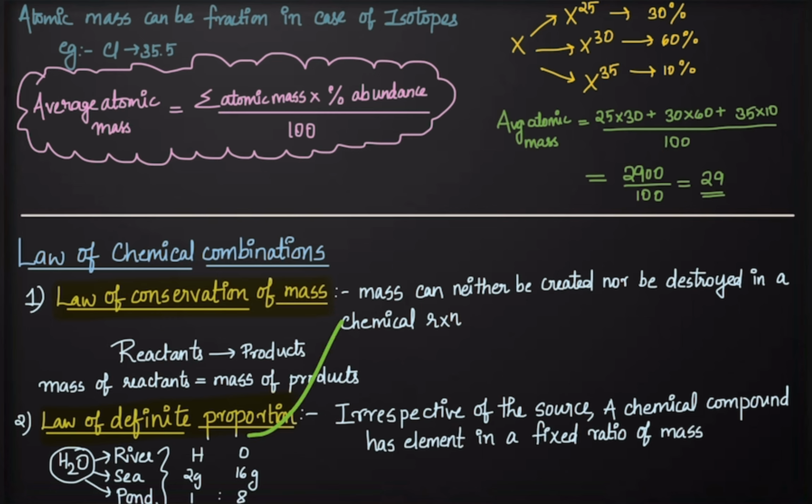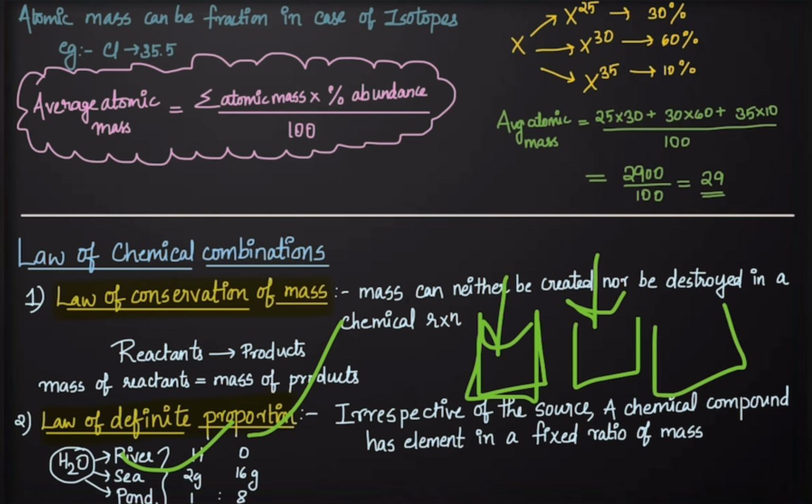Law of definite proportion means irrespective of the source, a chemical compound has elements in a fixed ratio of mass. That means if I take water from a river in a vessel, and in another vessel I take water from the sea, and in another vessel I take water from a pond, so these all contain water. And water has hydrogen and oxygen. The formula of water is H2O, hydrogen and oxygen.